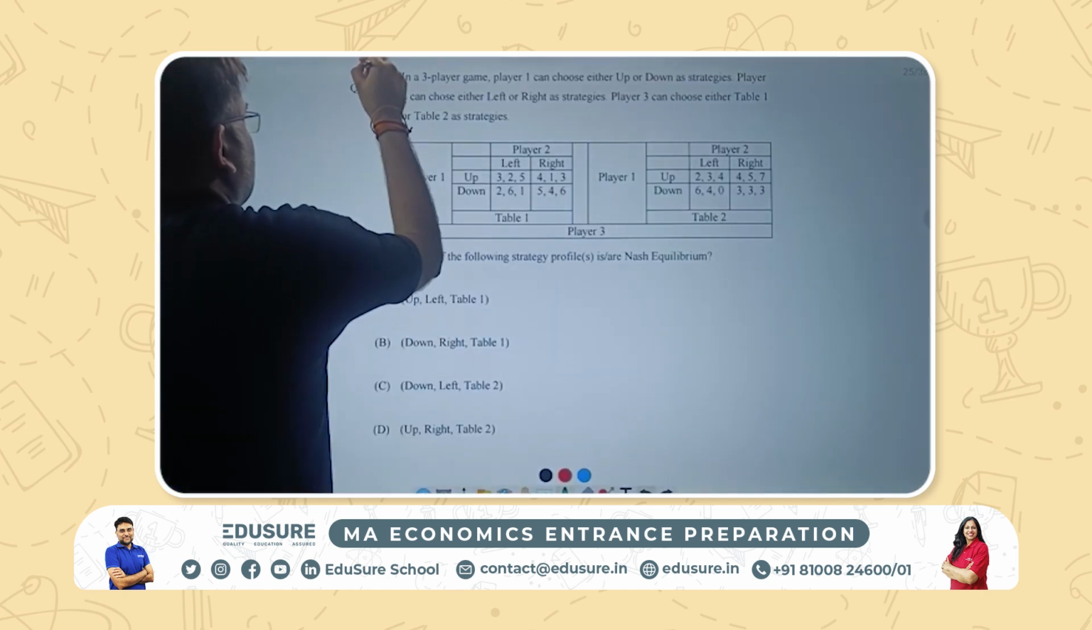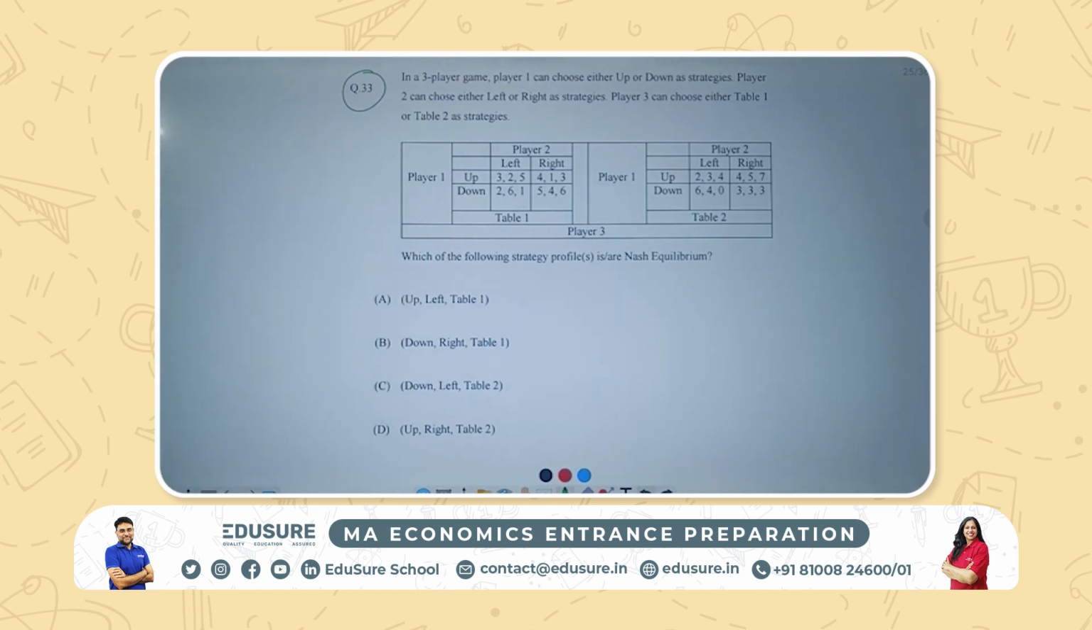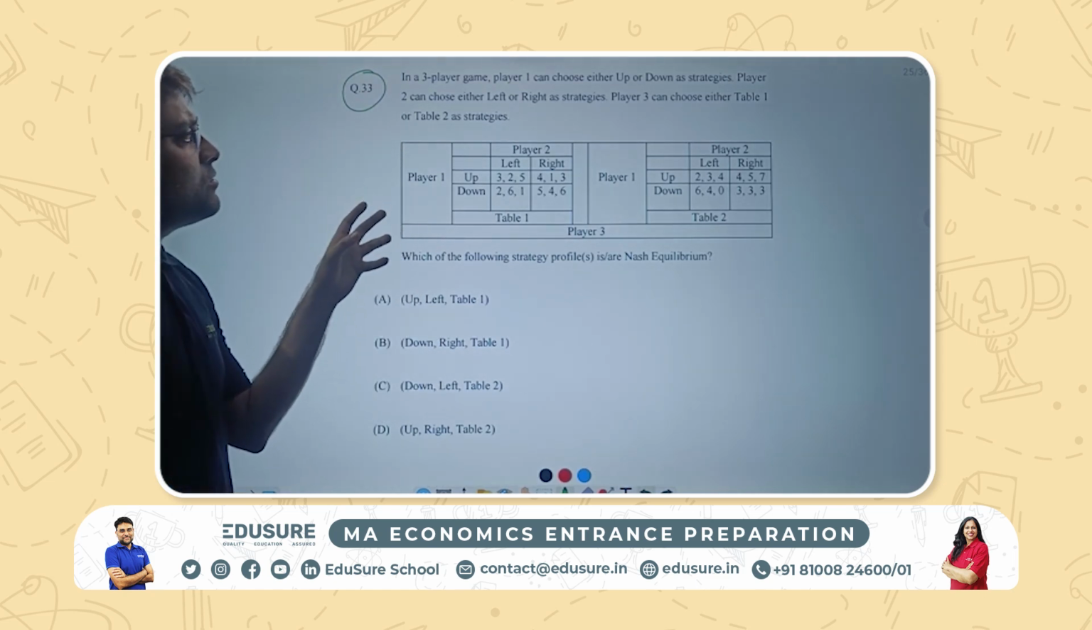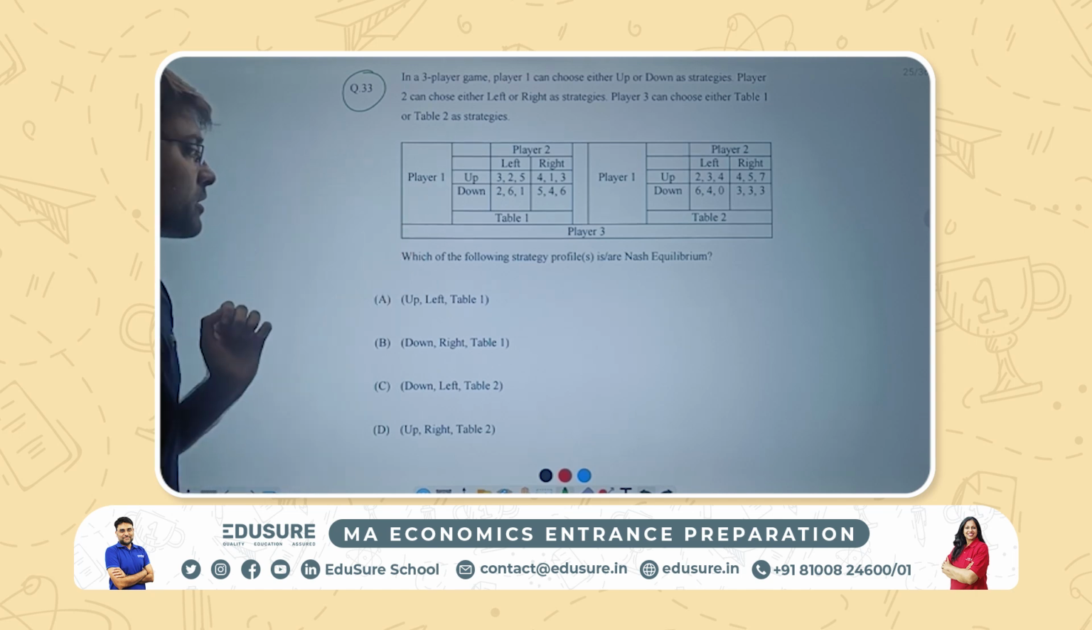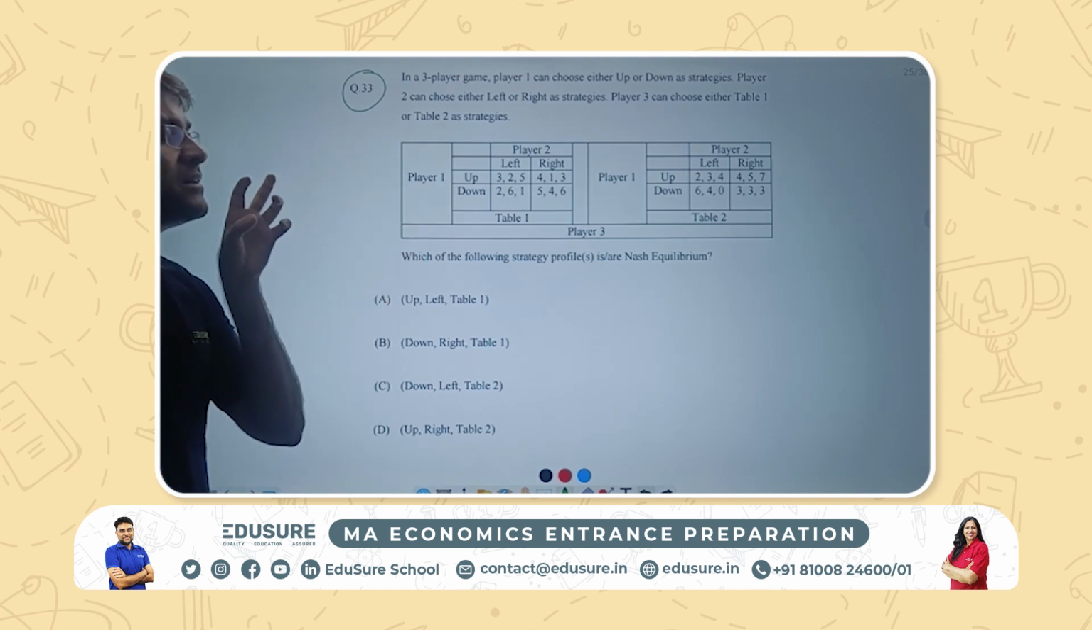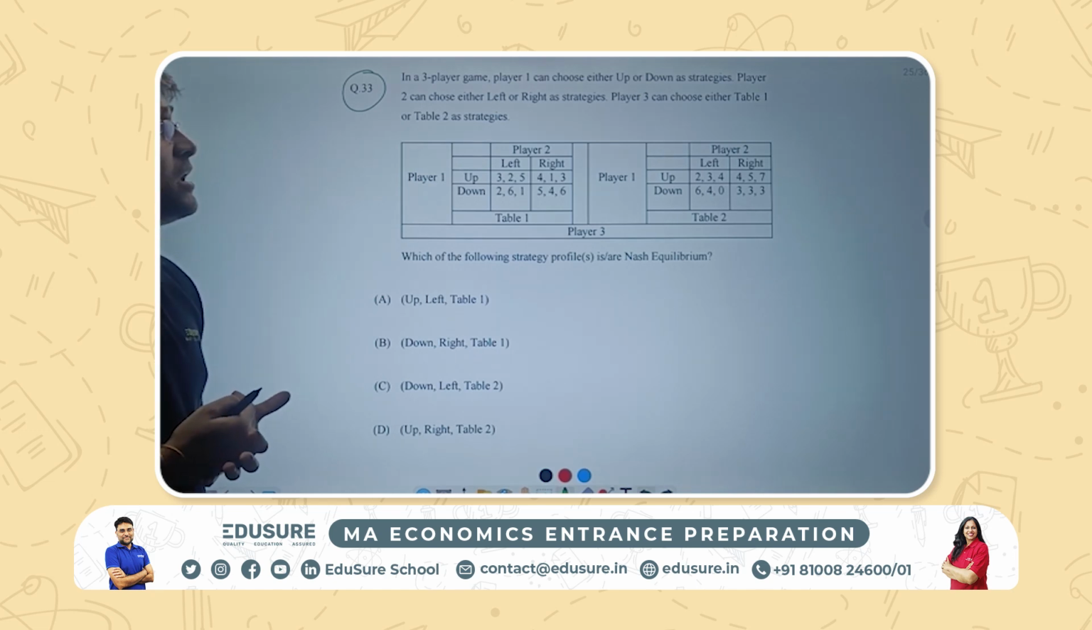IIT JAM 2023 question number 33. In a 3-player game, player 1 can choose either up or down, player 2 can choose either left or right, and player 3 chooses between the two tables. Okay, so let's go into table 1 and table 2 individually first to see what player 1 and player 2 will do in terms of the Nash equilibrium.